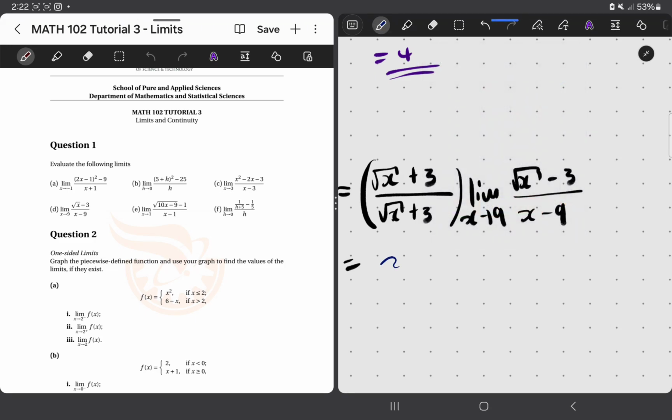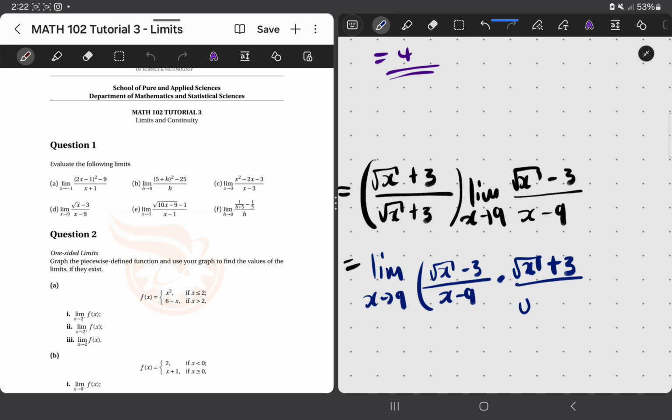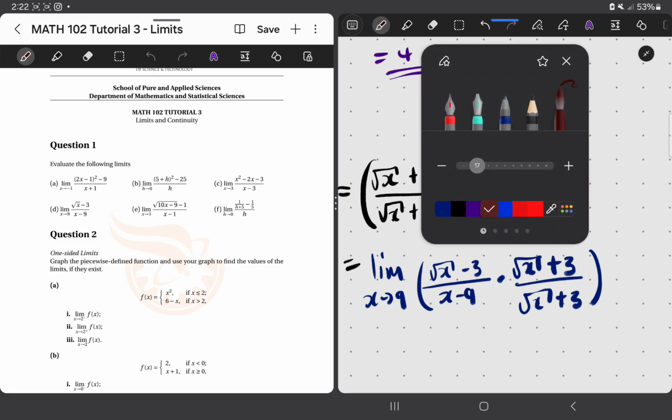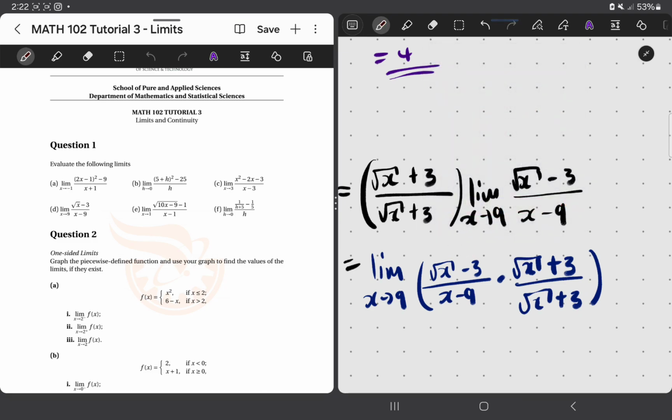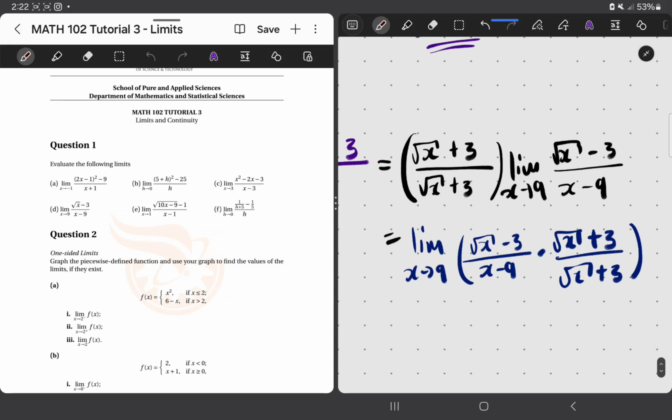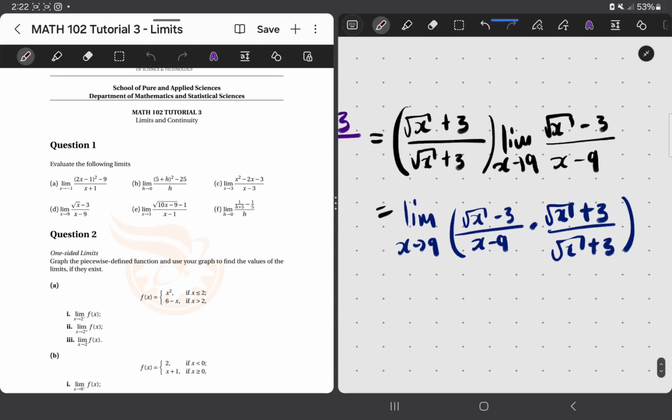Now, once you multiply, you can put it inside the limit. So it's going to be the limit as x goes towards 9. Now, inside is the square root of x minus 3 over x minus 9 times the square root of x plus 3 over the square root of x plus 3. Okay, we are only focusing on the conjugate of the guy with the square root. And we have to multiply the top and the bottom by that same thing.